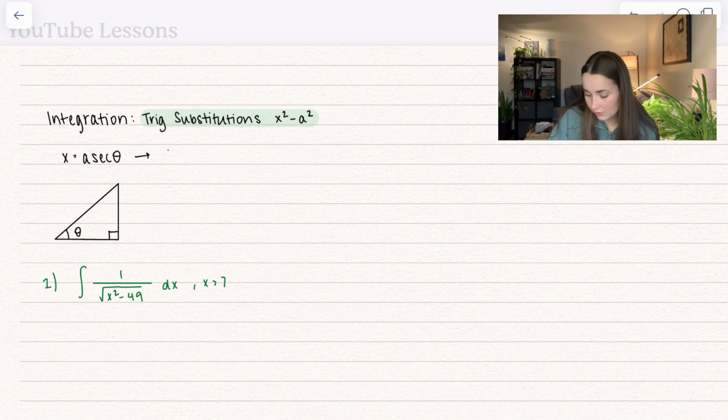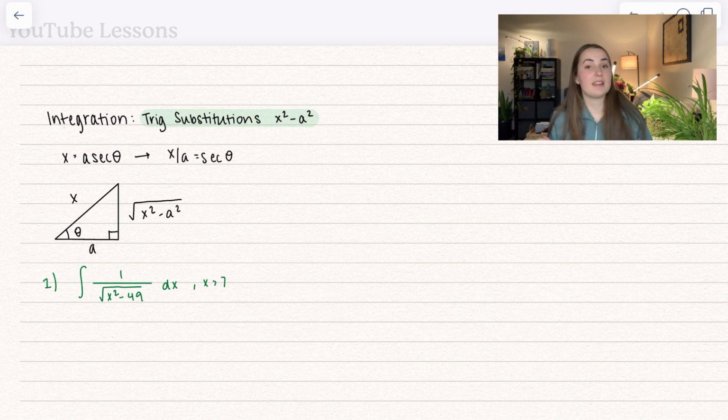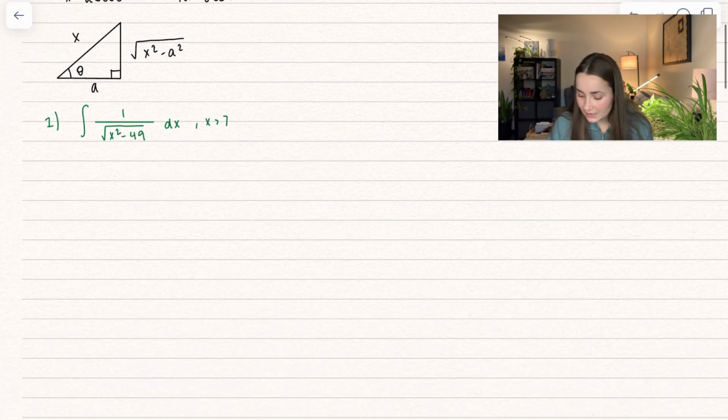So if I divide over this a, I get x divided by a is equal to secant of theta. And secant is hypotenuse, x, divided by adjacent. So that means this remaining leg has to be the square root of x squared minus a squared, which is exactly why we use secant theta, because we get this in our triangle. So let's go ahead and try an example.